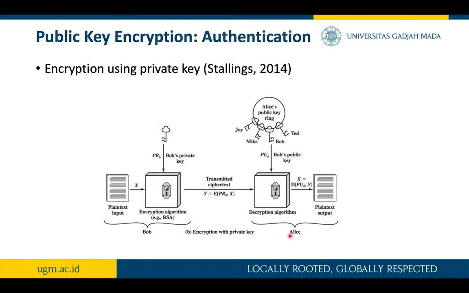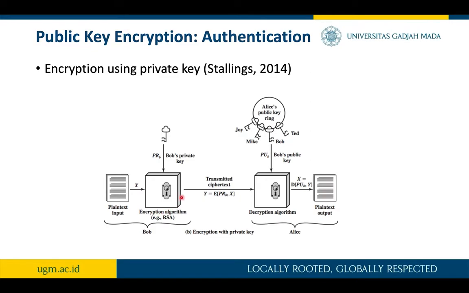The second type is for its use for authentication. Here we will use the private key of the sender. Why? Because the private key is only owned by, in this case, Bob. So if the plaintext is really encrypted by Bob, then it can be decrypted using Bob's public key. In this case, the purpose is for authentication, to authenticate that it is only Bob who will be able to encrypt the message using Bob's private key.